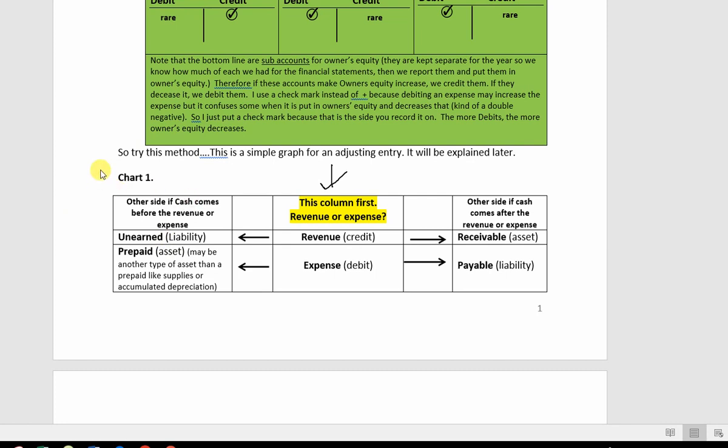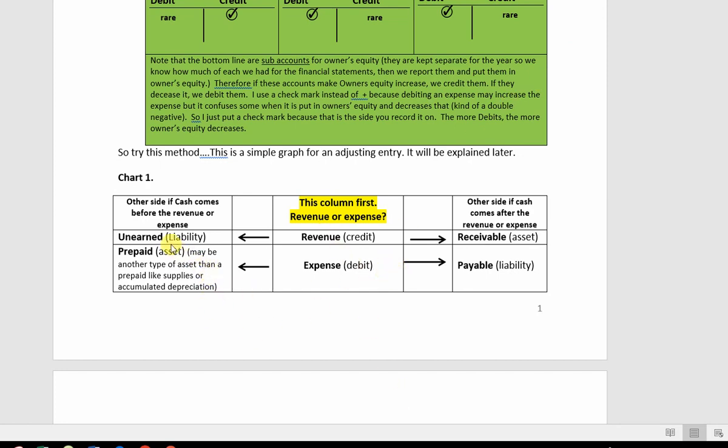So these entries have, I've made a journal entry when I received the cash and I put it into that. So we'll talk about that later. An expense will either have the other side, the credit, either be a payable if I haven't yet paid it, or prepaid if I've already paid it. So kind of get those in your head.